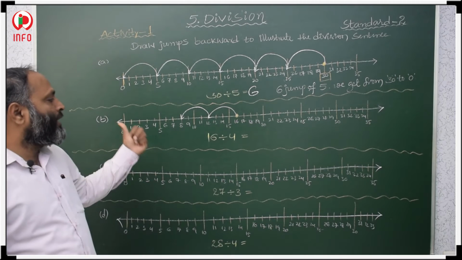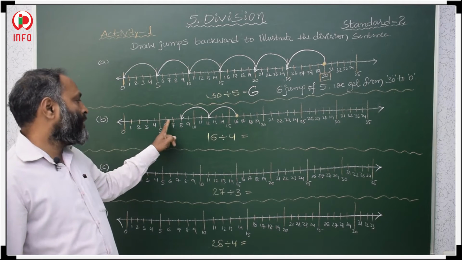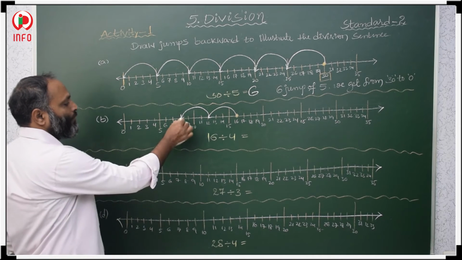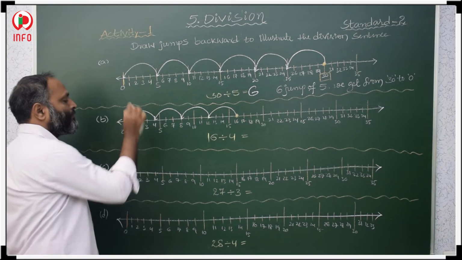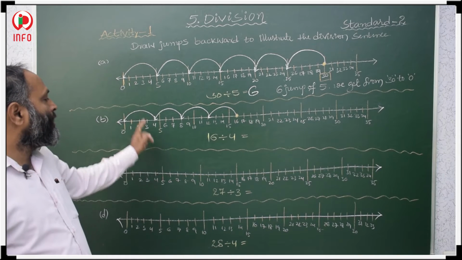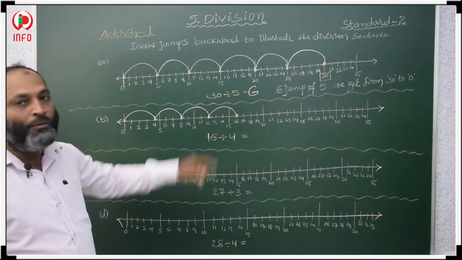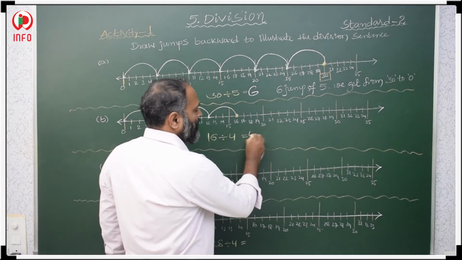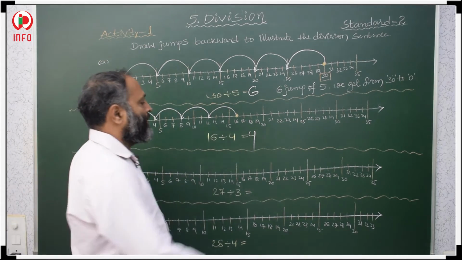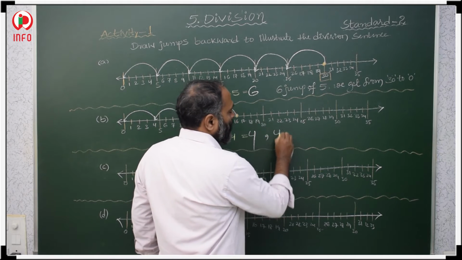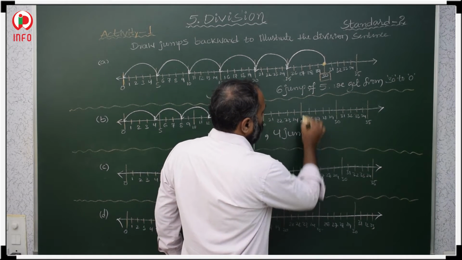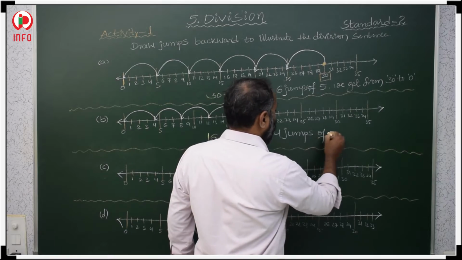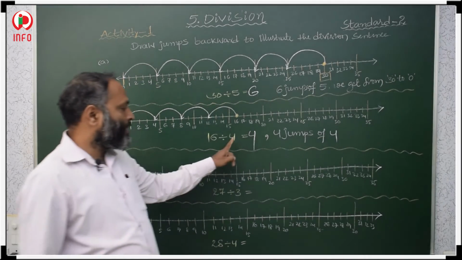From 8, if we take 4 steps back, 1, 2, 3, 4, we are at 4. From 4, if we take 4 steps back, we are at 0. How many steps? 1, 2, 3, 4. 16 divided by 4 means 4 jumps. 4 jumps of 4.